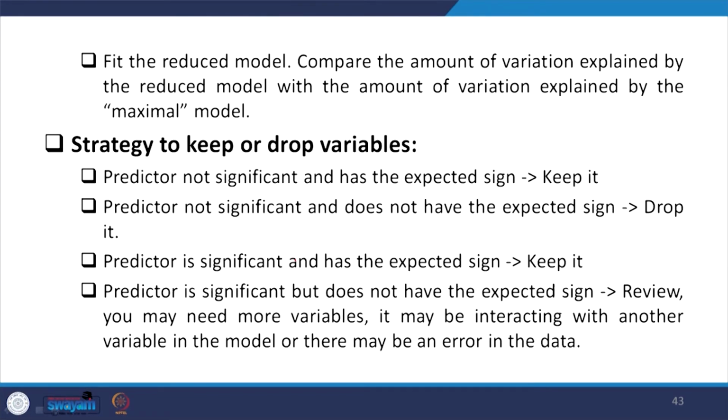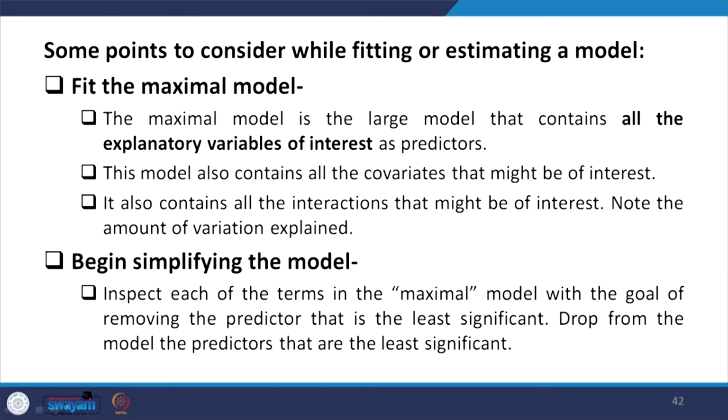So, there are some points for consideration to understand fitting or estimating a model. There are two that we are mainly discussing at this moment. First is fitting the maximal model. The maximal model is the large model that contains all the explanatory variables of interest. This model also contains all the covariates that might be of interest. Okay. This contains the interactions that might be of interest. Note that the amount of variation explained is also noted.